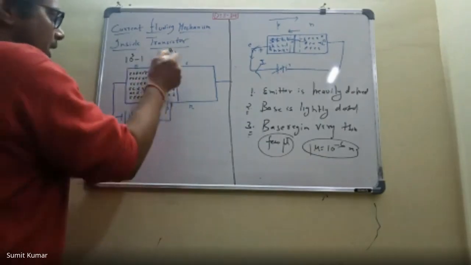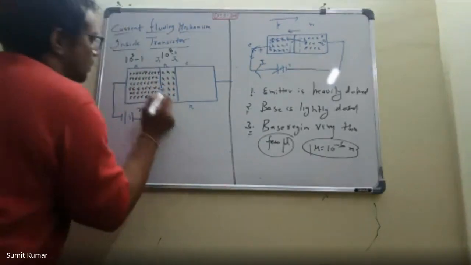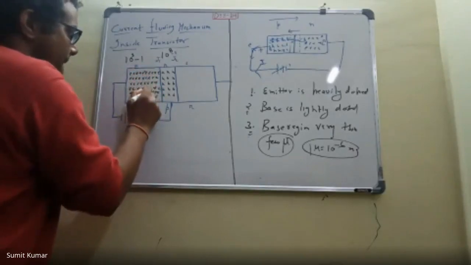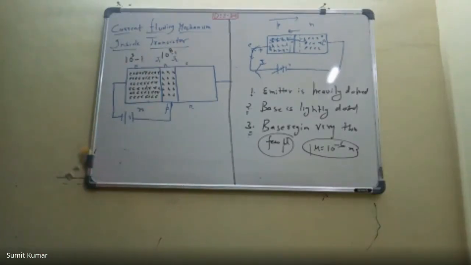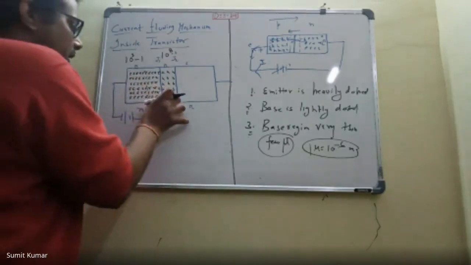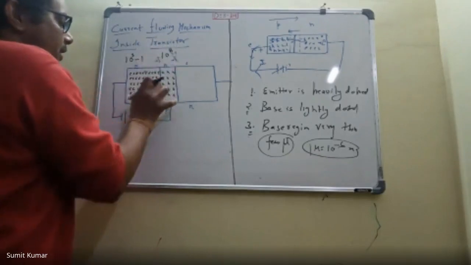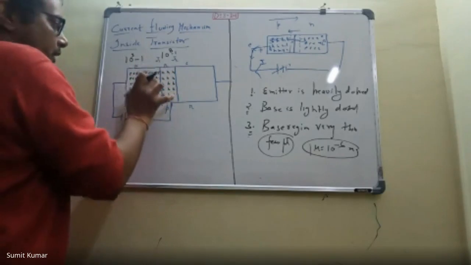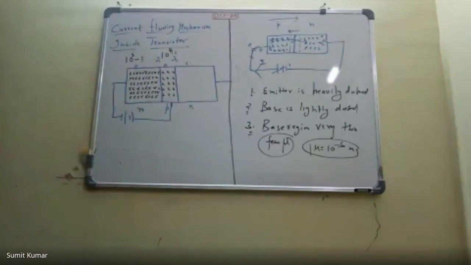If we want to understand the meaning of heavy and light, suppose we take the emitter region of the same width as this base region. Then the number of electrons will be much higher than the number of holes. If we take the equal width of this base region and emitter region, then the concentration of electrons will be higher than the concentration of holes. So this is the meaning of heavy and lightly doped.